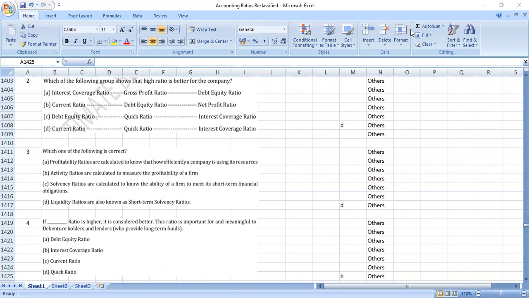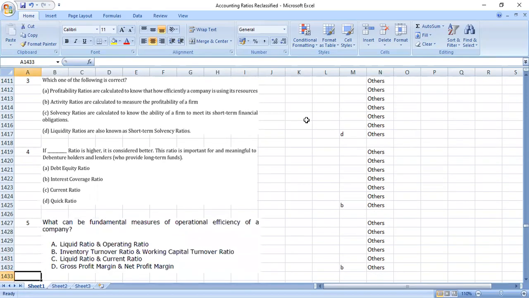Second question. First question was completely wrong, so just ignore it. Which of the following group shows that a high ratio is better for the company? You can remove debt equity ratio from the equation, because a higher debt equity ratio means the firm has more debt and less equity, so that cannot be true. So A, B, C will all go, and D will be the correct answer. What is in D? Current ratio, quick ratio, interest coverage ratio. All of these are good for the firm.